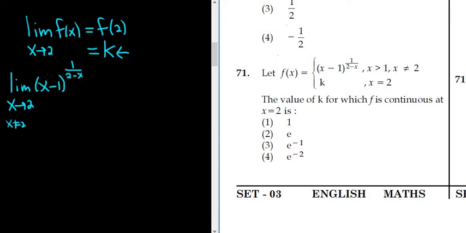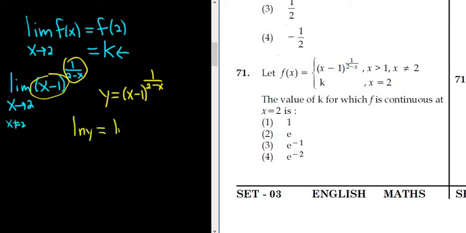So whenever you have a variable to a variable power, typically what you do is you use logarithms. So what we'll do in this problem is we'll call this y. So y is equal to x minus 1 to the 1 over 2 minus x. And then we'll take the natural log of both sides. So how did I know to do that? Usually, again, when it's a variable to a variable, this is a really good strategy. So now we'll take the natural log, and here we also have the natural log. And this is 1 over 2 minus x.